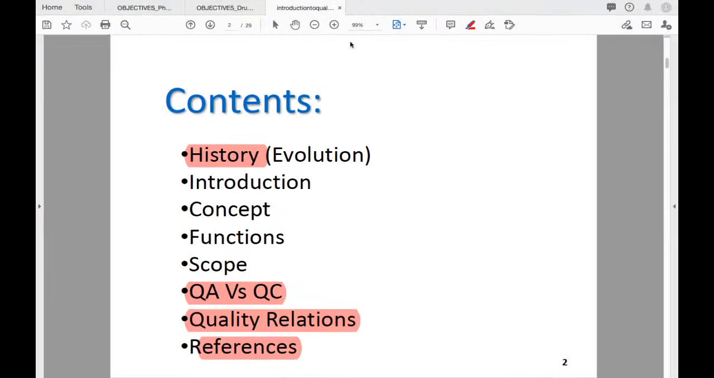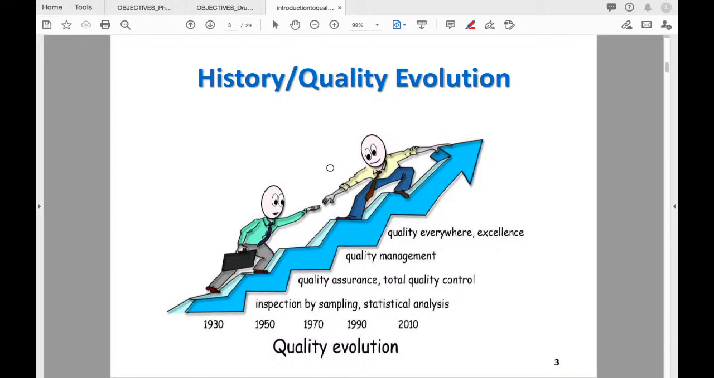First things first. If we see the history of quality evolution from 1930 till 2010, initially the main work was done over sampling, quality sampling and statistical analysis. The basic statistical analysis was taken care of in the 1950s, and then quality assurance and total quality control started to come from the 1970s.